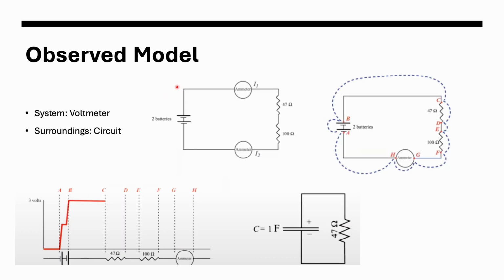Now, the observed model is shown here. The system was a voltmeter and the surroundings were the circuit, as you can see in this image. Here's also another interpretation of that.